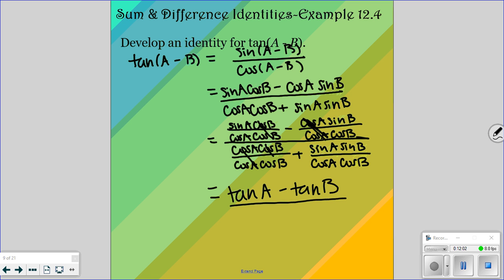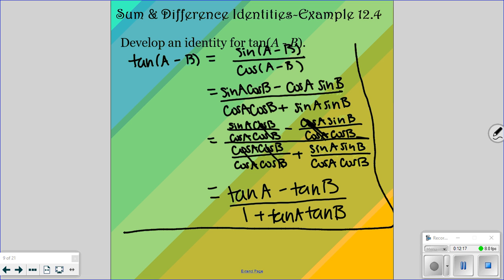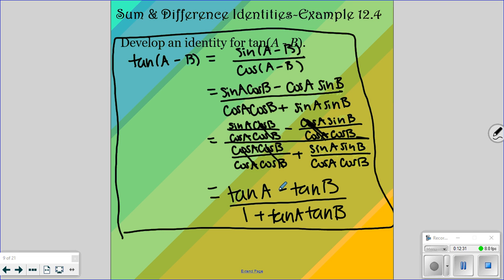These are going to cancel, leaving us with a 1. And then nothing cancels on the last one, but we have sine over cosine, sine over cosine. So 1 plus tangent of A, tangent of B. And so that would be the development for the tangent identity of A minus B. Notice that they look very similar. The only difference really is there's a plus sign and a minus sign. Those get switched. But besides that, they're identical.